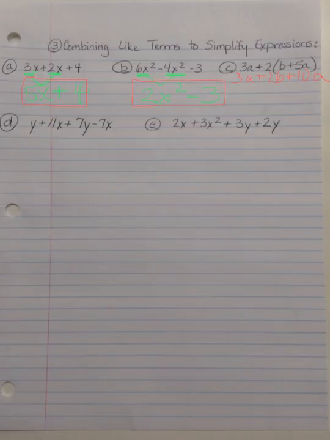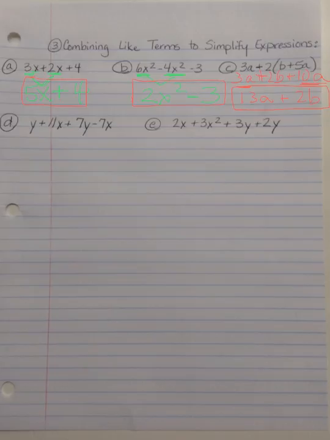Now that I've written it out, I can tell my like terms. I have 3a plus 10a, which becomes 13a. And then there's nothing to combine the 2b with, so that just becomes 13a plus 2b.